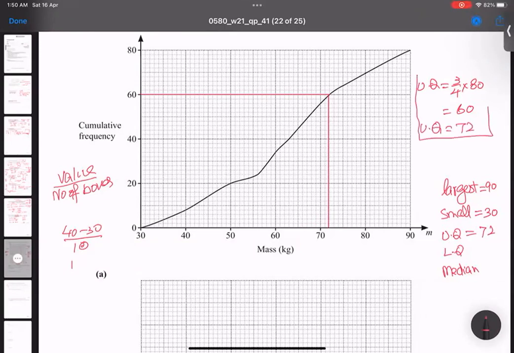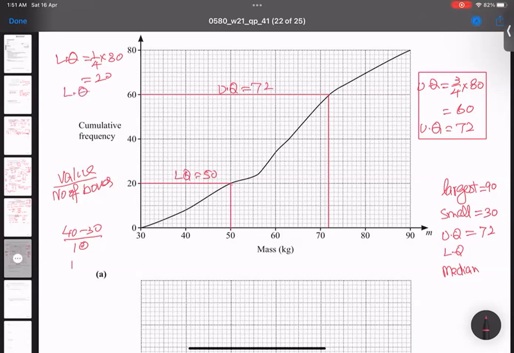Done. Now I'm going for the lower quartile. How to get the lower quartile? Let's find the lower quartile. The lower quartile formula is 1/4 of total frequency, which is 80. I got 20, but 20 is not the answer. From 20 along the y-axis come on the graph, and where they meet come down and meet here. So I got 50. So upper quartile is equal to 72, and lower quartile is equal to 50. So LQ is equal to 50. So I got this part even.